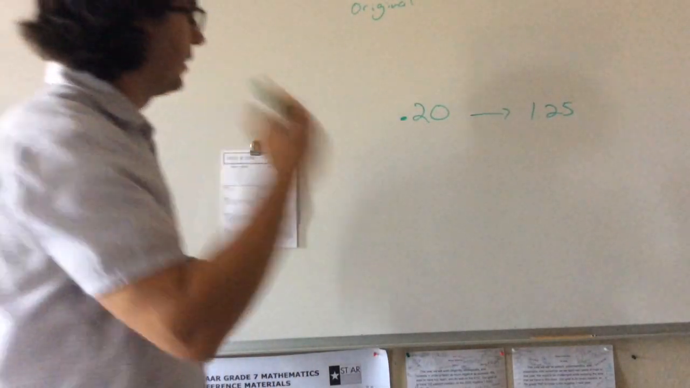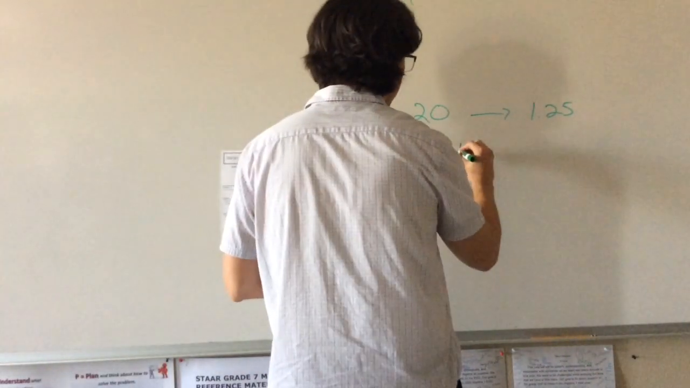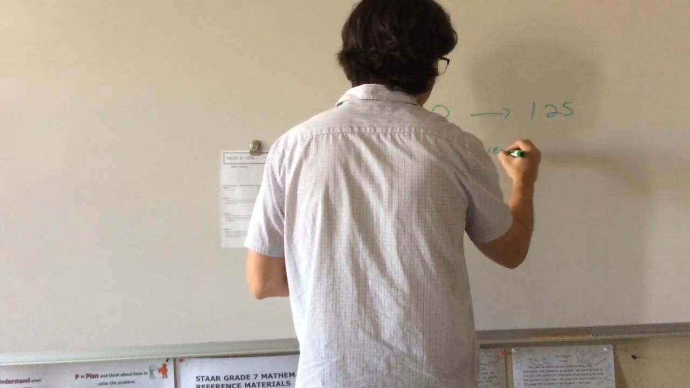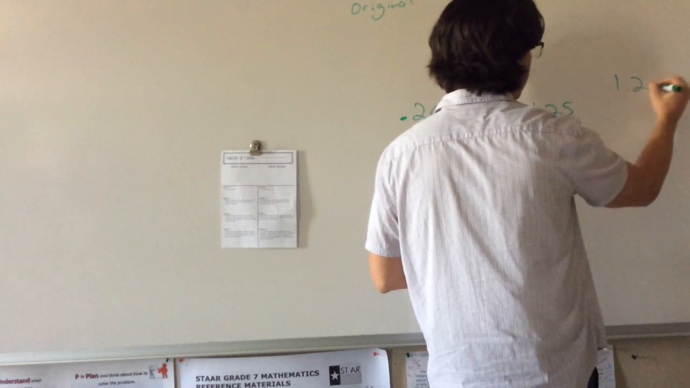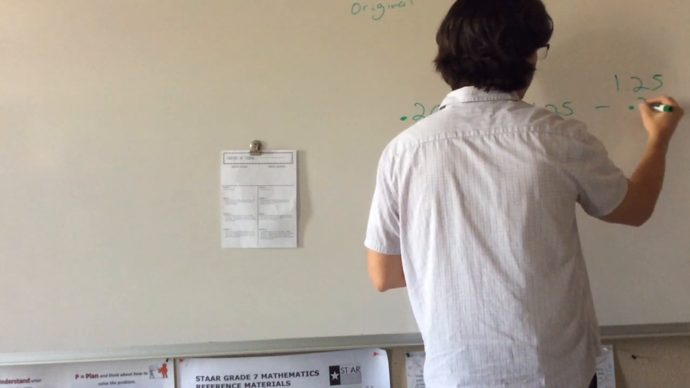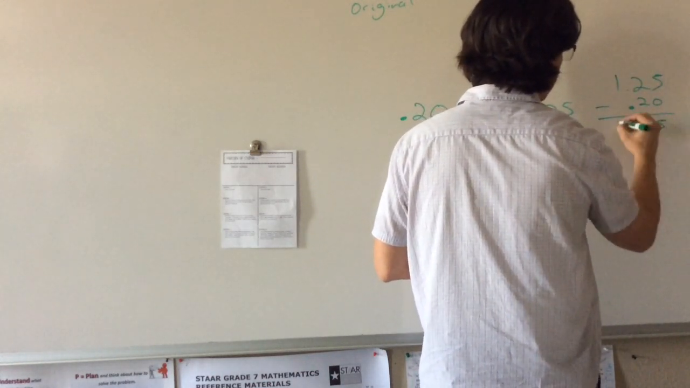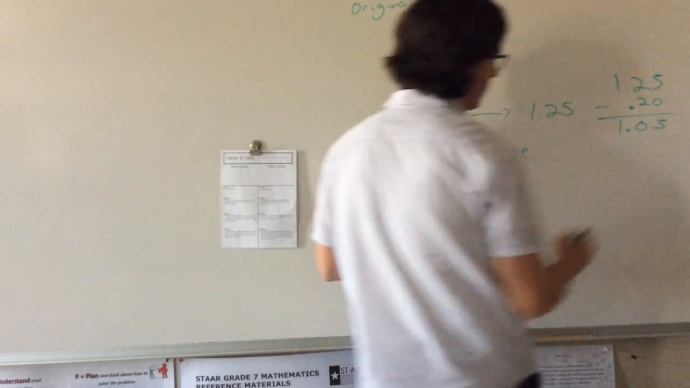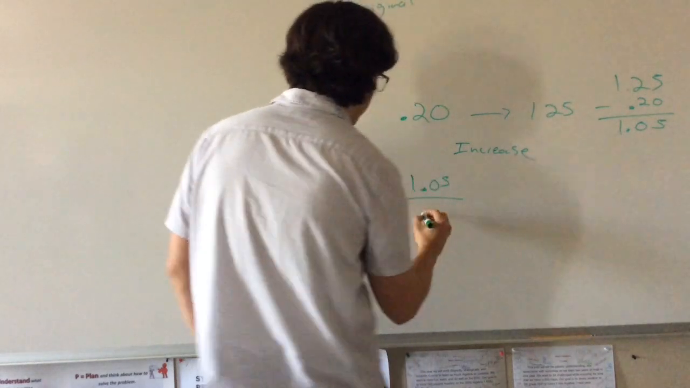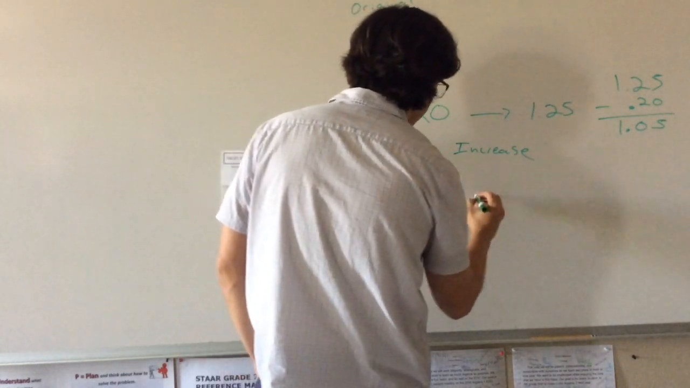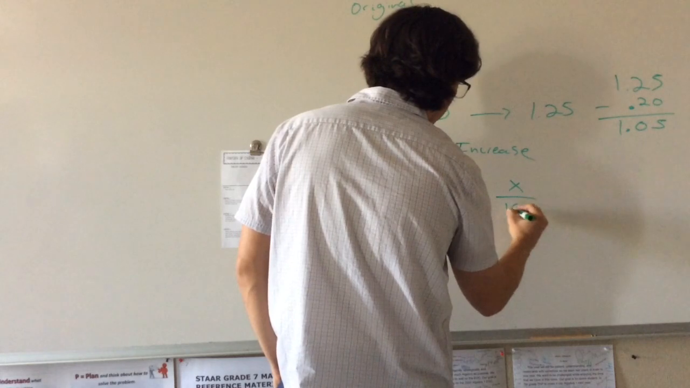Now, we know this is an increase because I'm going from a smaller number to a bigger number, so it's got to be an increase. The change is going to be $1.25 minus 20 cents. So the change is going to be $1.05 over the original, which is 0.20, is equal to x over 100.